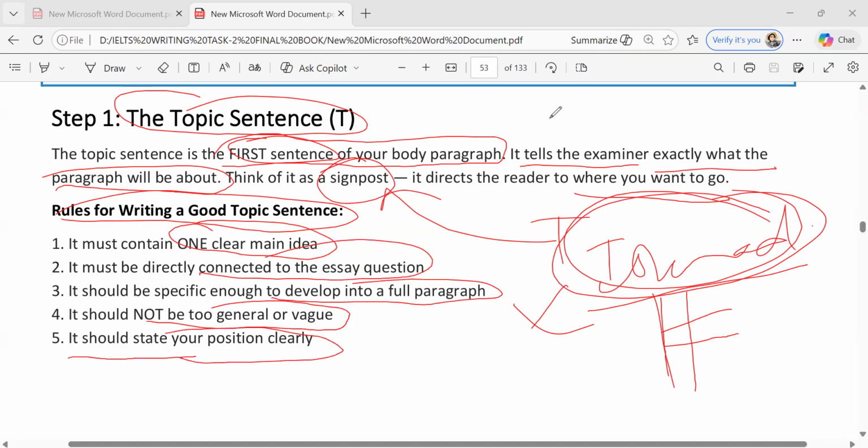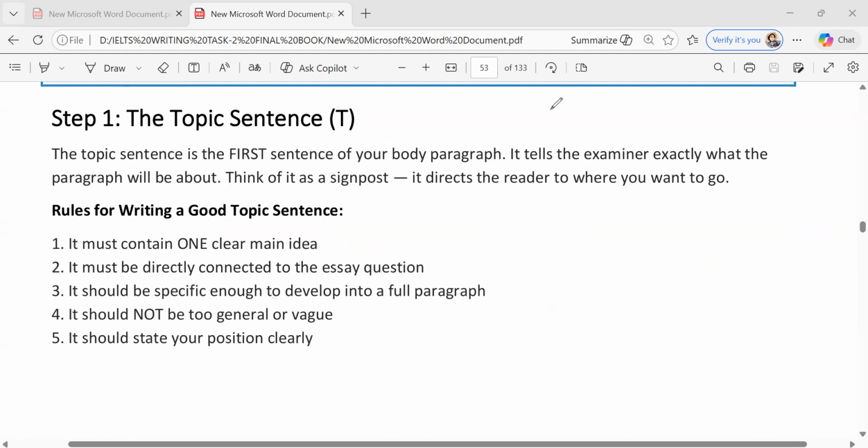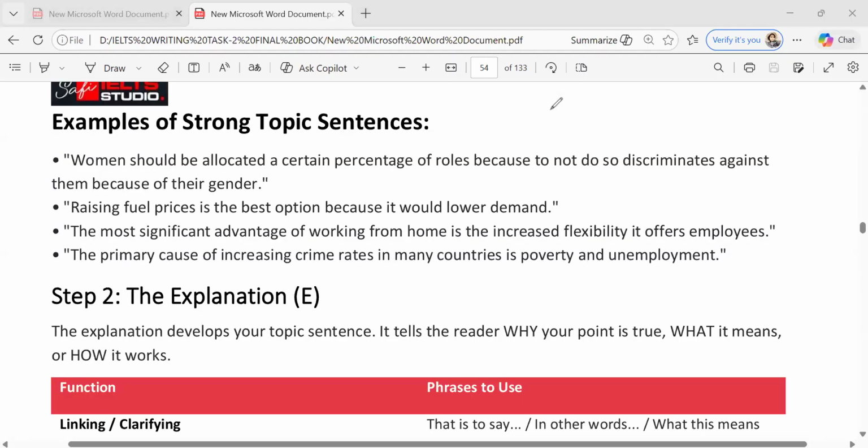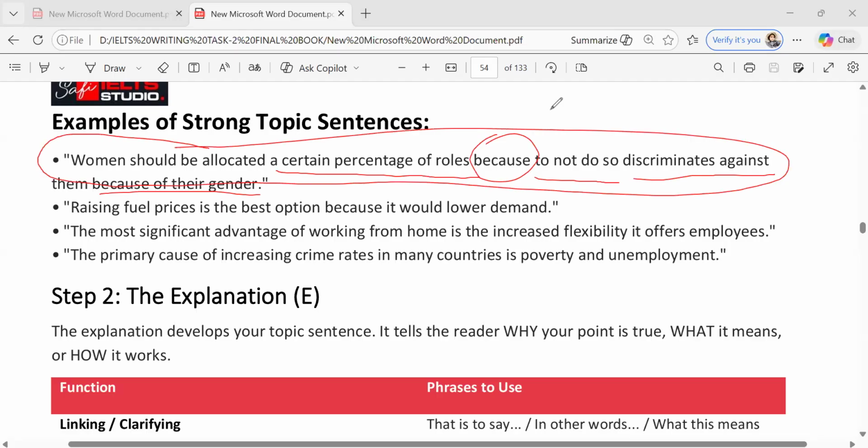Let's take some practical examples, then you will understand. If you read them, you may understand that women should be allocated a certain percentage of roles. Why? Because to not do so discriminates against them because of their gender. So now, this is my topic sentence. This is the first sentence, and I call it topic sentence. Why do I call it topic sentence? Because this is the sentence that gives the direction to my paragraph, that in the explanation part or the support part, this is what I'm going to write down.